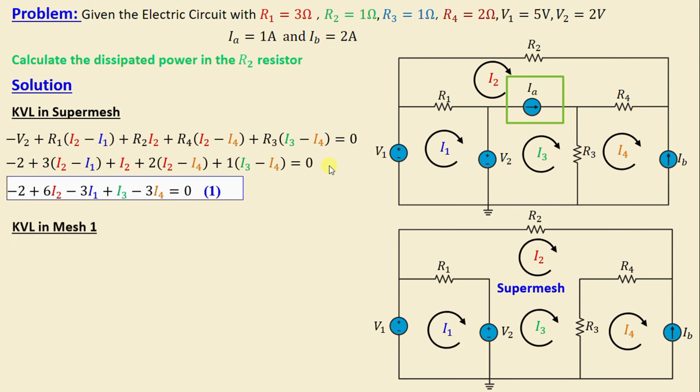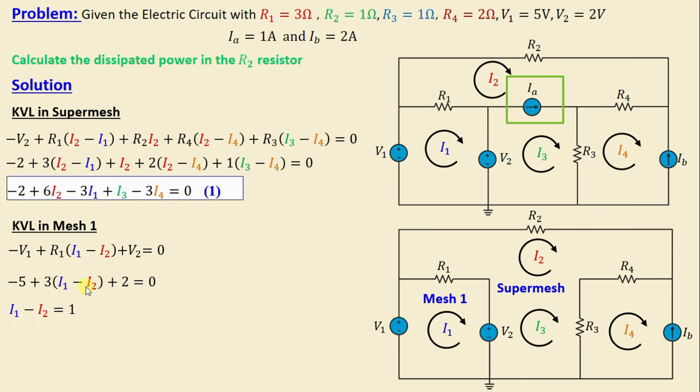Let's move on now to mesh 1. By applying KVL in mesh 1, we can write negative V1 plus R1(I1 minus I2) plus V2 is equal to 0. By replacing the resistor and the voltage with their numerical values, we obtain negative 5 plus 3(I1 minus I2) plus 2 is equal to 0. If we continue simplifying this equation, we have I1 minus I2 is equal to 1. That means I1 is equal to 1 plus I2, and I will call this equation number 2.